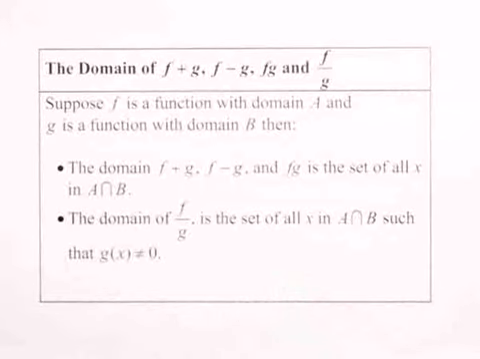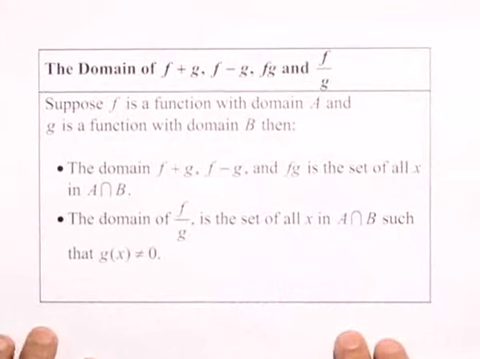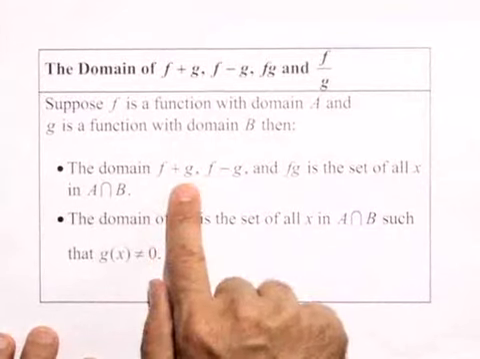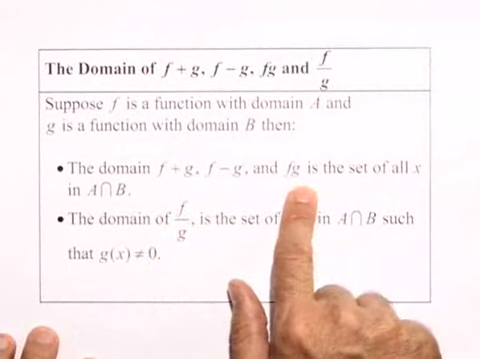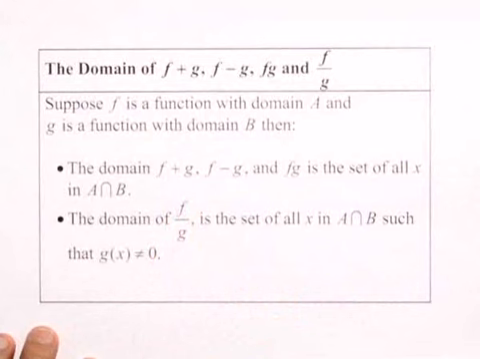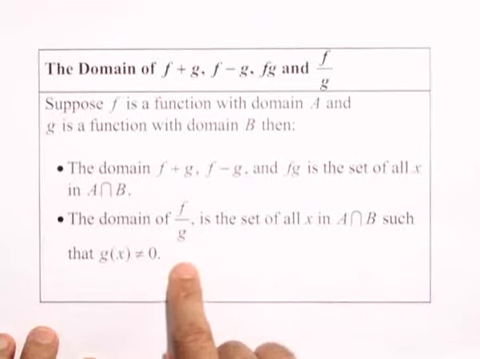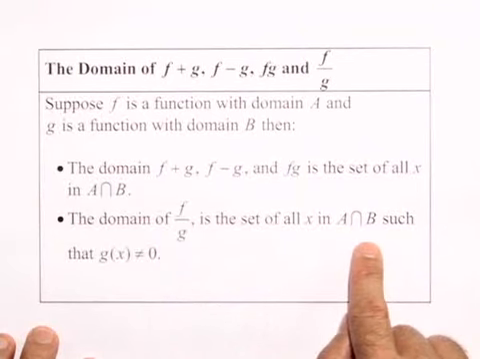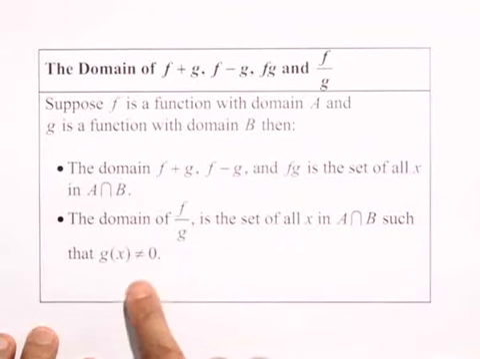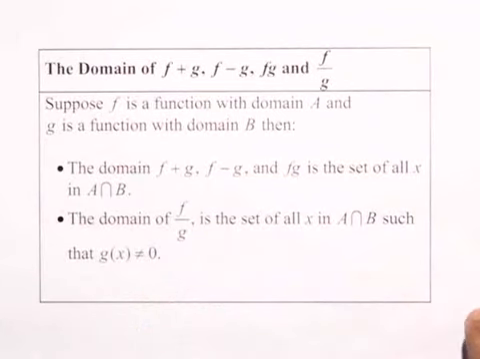Suppose f is a function with domain A and g is a function with domain B. Then the domain of f plus g, f minus g, and f times g will always be the same. And the domain is going to be the intersection of the two domains. F divided by g is a little bit different. The domain of f divided by g will be the intersection of A and B, such that g of x does not equal 0. Okay? Well, let's start by looking at part A.